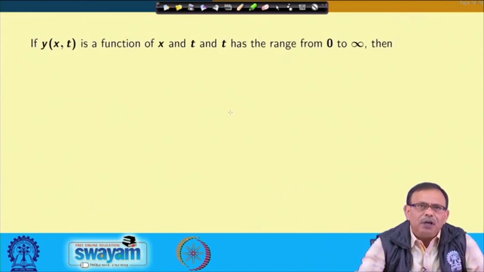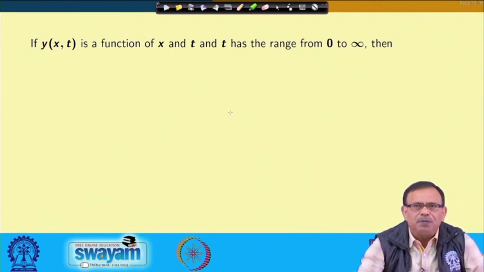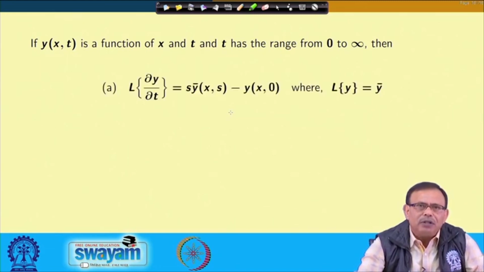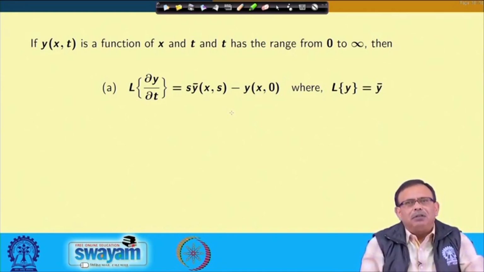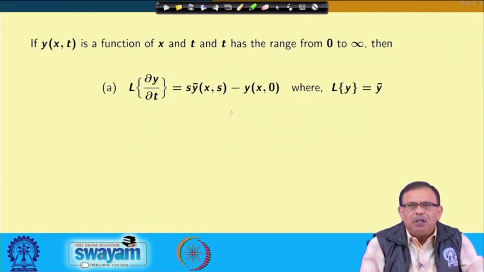Now, suppose y(x, t) is a function of x and t, and t has the range from 0 to infinity. I am not talking about x; I know that time will usually always be from 0 to infinity. We have not done this earlier, because whatever we have done was for derivatives only, not partial derivatives. Laplace transform of derivatives we have done earlier, if you remember, and in that way we solved the first order ordinary differential equations also. So, now we are giving some formulas.